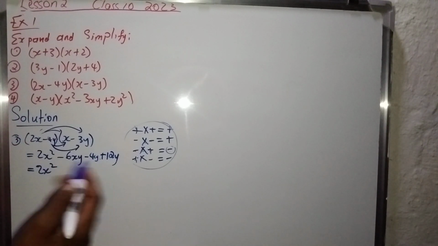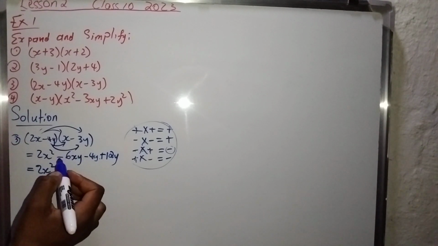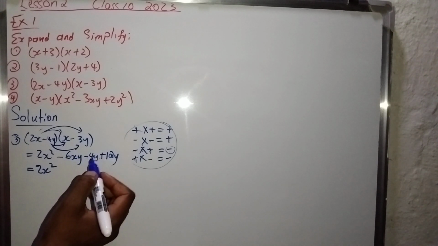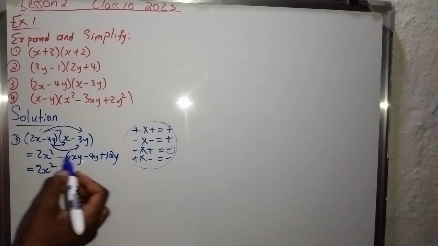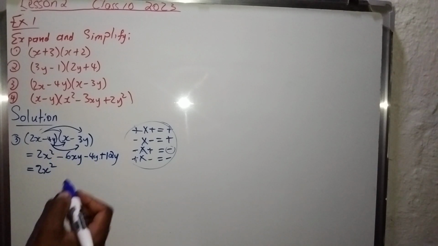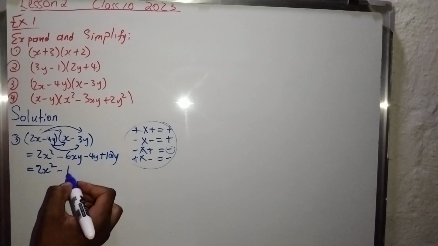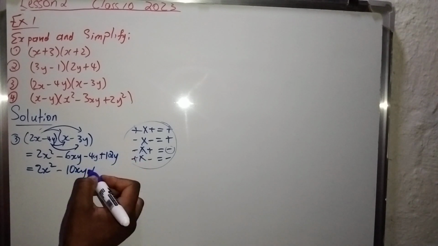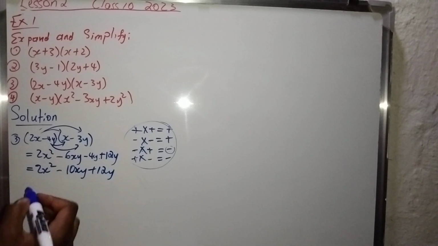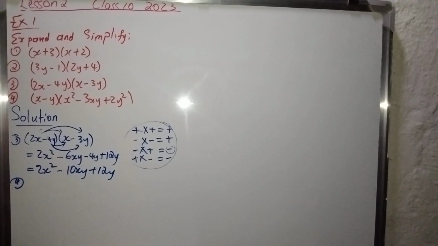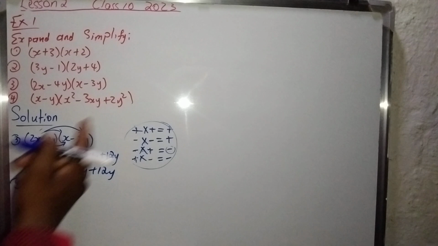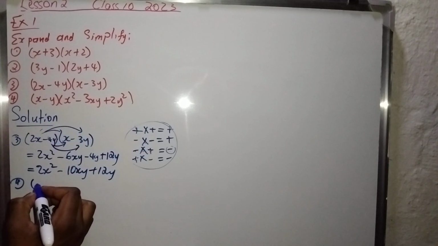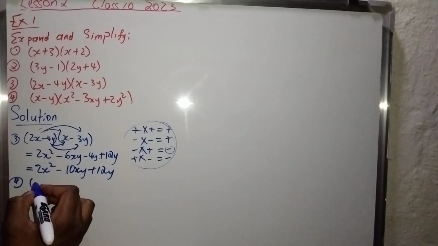Okay, so that means now we have like terms. So minus 6xy and minus 4xy. Remember, when the signs are the same we add, so that means it must be negative 10xy, and then we just drop that positive 12y as it is. So now let's look at number 4 quickly. So number 4, now we have expanded the binomials and the trinomials.